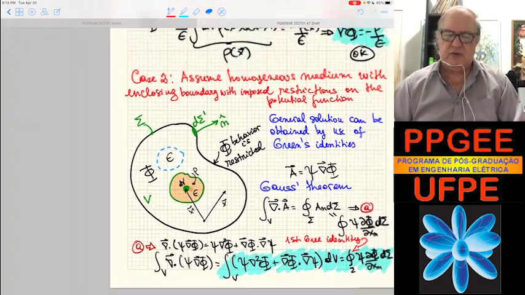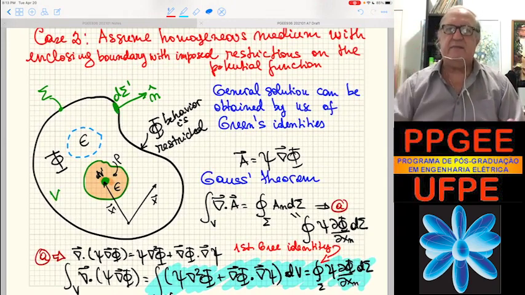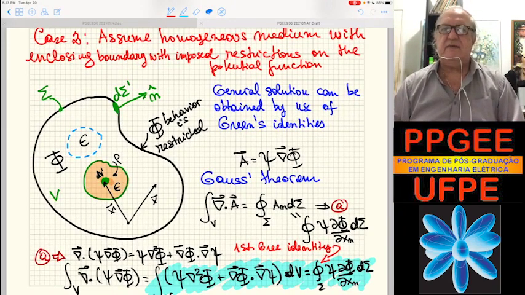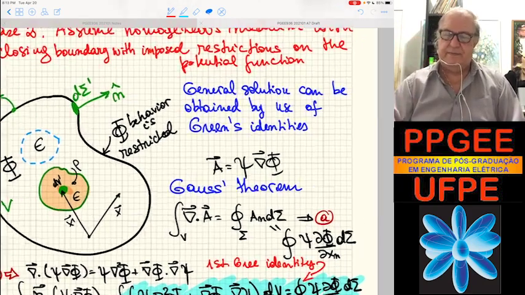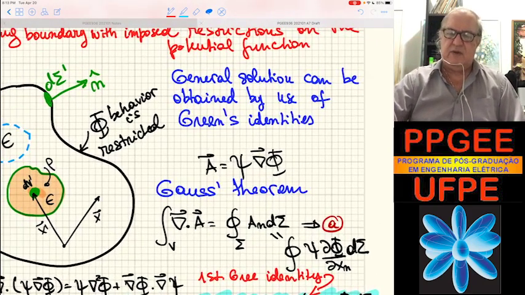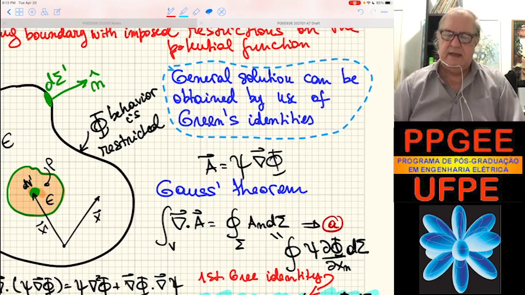So the general solution of the potential in this case, at least formally, can be determined using some integral theorems. I believe we did some of that in our mathematical review, but I'm going to demonstrate here. I'm not sure if I did the Green identity, so let's do that. The general solution can be obtained using Green's identities.